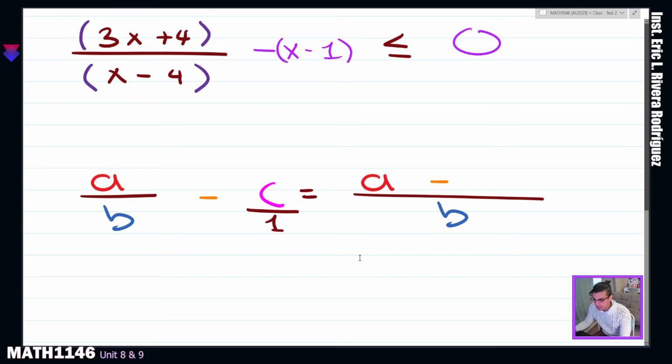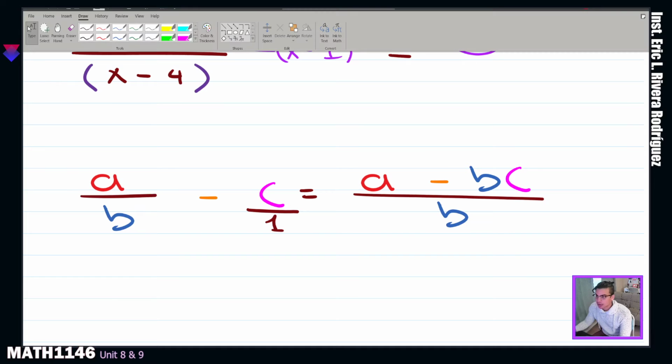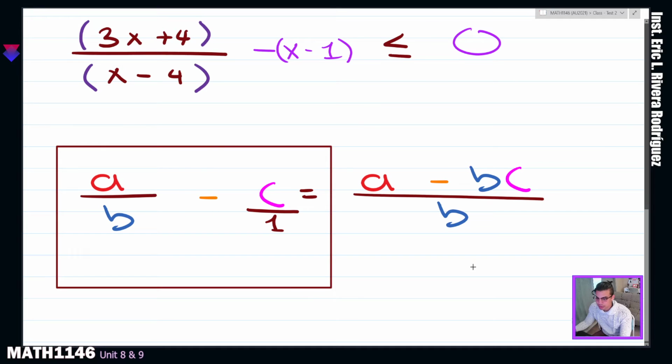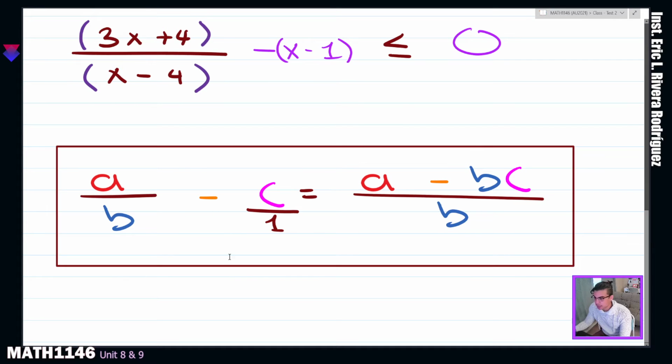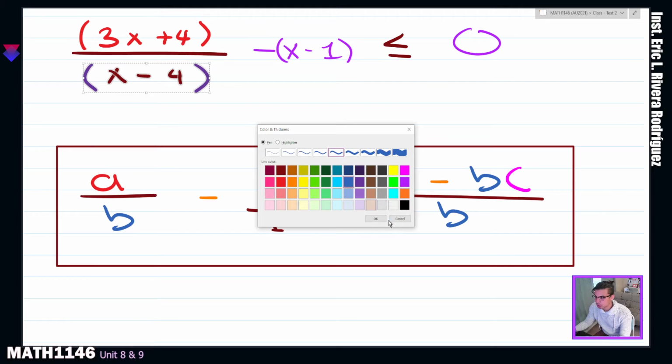Careful with the sign, okay? So we have a subtraction, so it's going to be a subtraction here, and then C times B, or B times C. Okay. This is not part of the written word. This is something that is going to help you to remember this. And then I'm going to use colors. Let's bring this into different colors so you can identify each part.